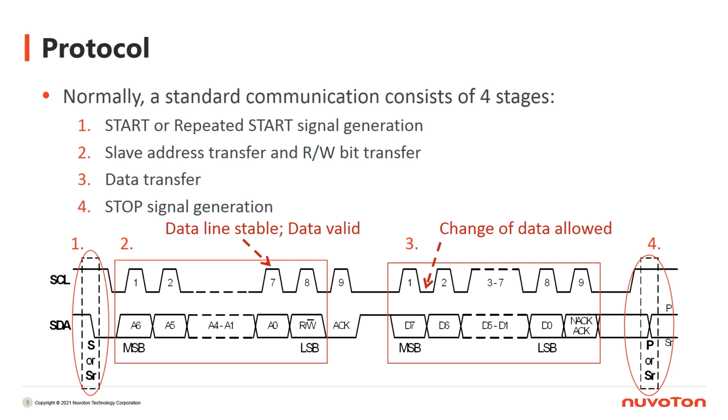All the data transmission starts with the most significant bit and ends with the least significant bit. Besides, when SCL is high, the data line should keep stable. The data is valid when SCL is high. When SCL is low, it is allowed to change the status of the data line.